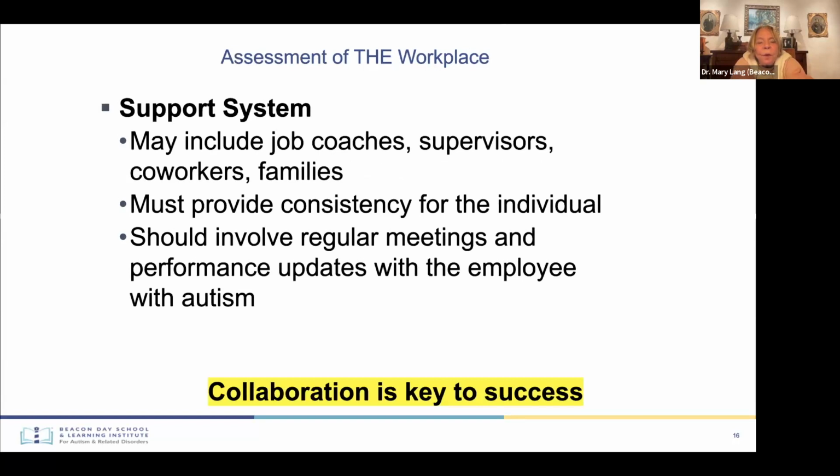What are some support systems? I want to start out with saying collaboration is the key to success, sharing your ideas and allowing others to share their ideas with you. This may include job coaches, supervisors, family members.